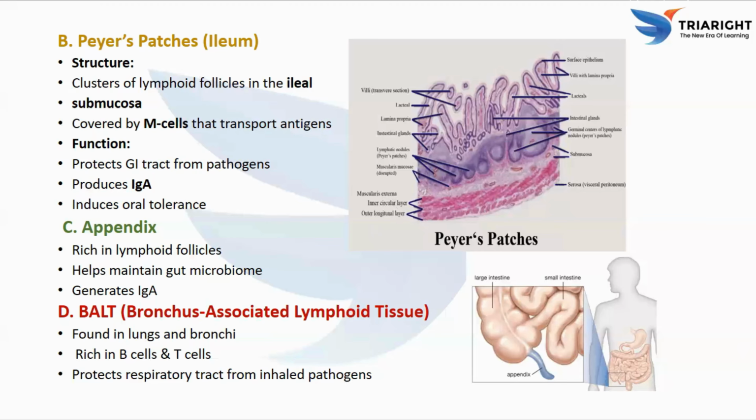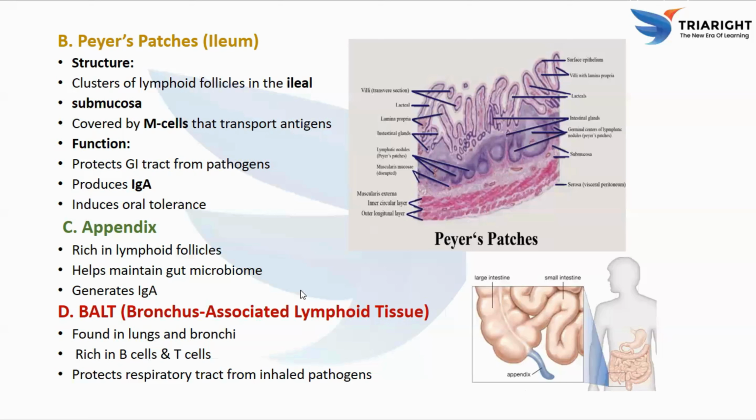It helps to maintain the gut microbiome. It acts like a reservoir of healthy bacteria. It generates IgA antibodies. So this is a very important immune organ, especially in children. Earlier it was believed to be useless, but now it is known to support immune defense and gut bacteria balance.